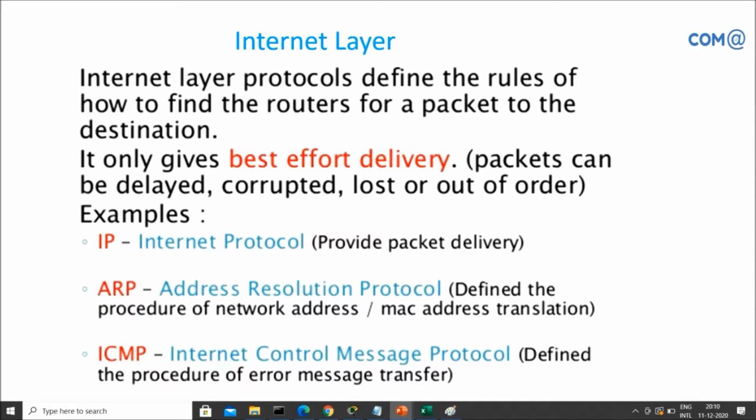The next one is the internet layer protocol. This internet layer defines the rules of how to find the routes for a packet to the destination. So here the routing is happening, and it helps in transferring the information and identifying the devices. You have the IP, ARP, and ICMP protocols.